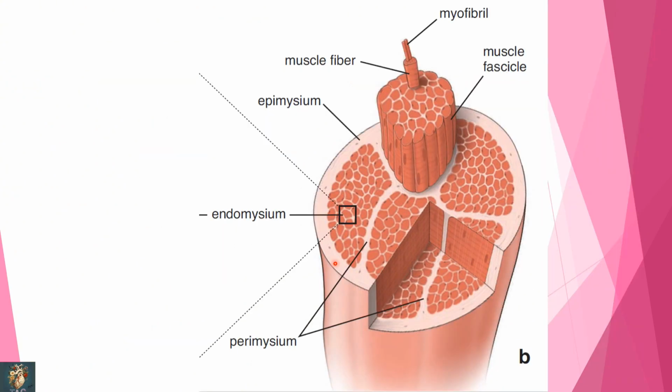Again, in another diagram you can see this is the individual muscle fiber, also called the myofibril. These combine to form the muscle fascicles. These are covered by the perimysium, and these muscle fascicles combine to form the muscle itself, and this is covered by the epimysium, the outer one is the epimysium and the inner one is the perimysium.